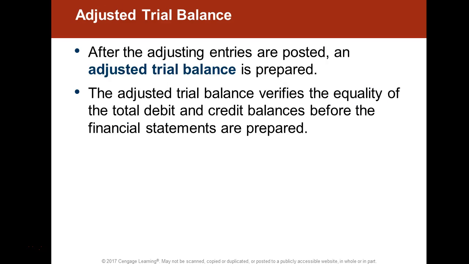So after we record all our adjusting entries, we have to recompute those balances. We now have an adjusted trial balance, and this is the report that we'll be using to prepare our financial statements, our income statement, our balance sheet, and our statement of stockholders' equity or statement of owner's equity.